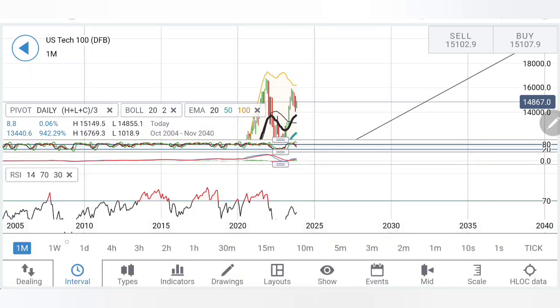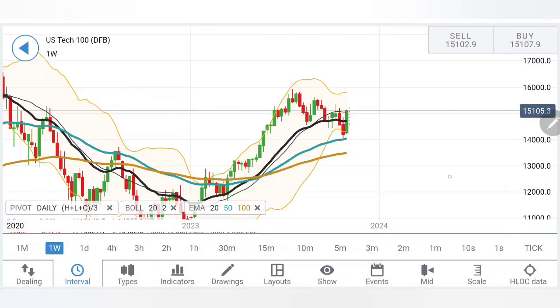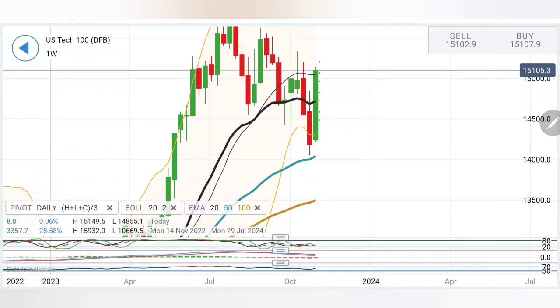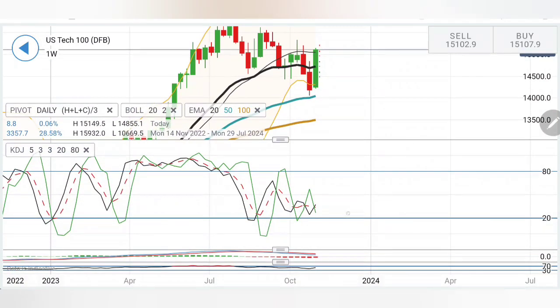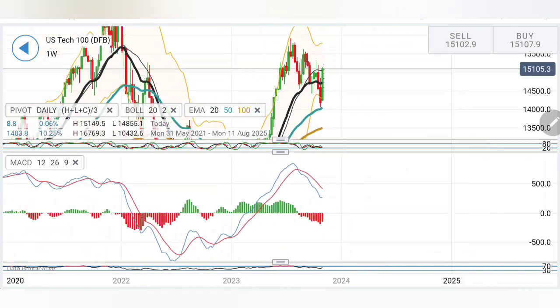RSI is comfortable here. It came out of the overbought zone a few months back. Coming to the weekly charts, prices were divergent from the 20 period. They have in fact converged towards the 50 period and are now trying to stay in the zone. First it has to fall back within the zone between 14,000 and 14,700, and definitely more resistance is going to be seen at around these levels. The stochastic is trying to look upwards, trying to stay bullish. The MACD has also tried to converge a bit.